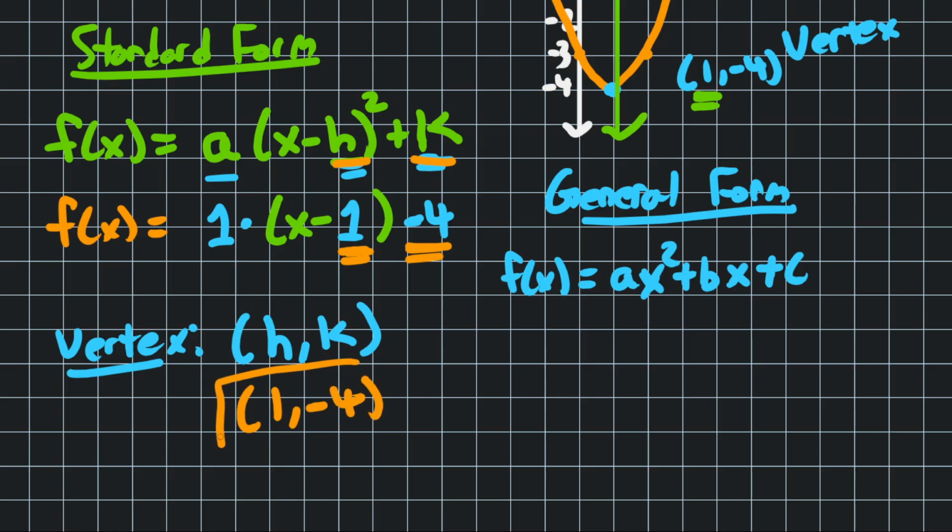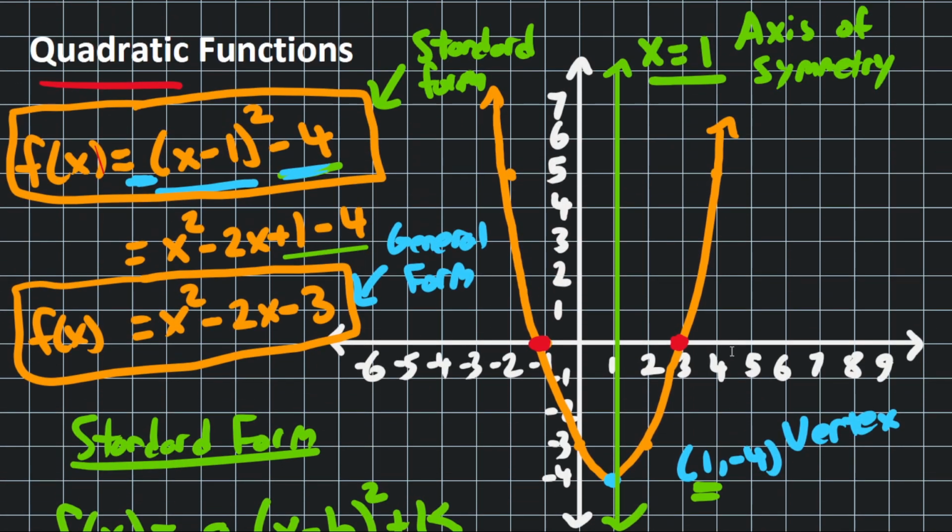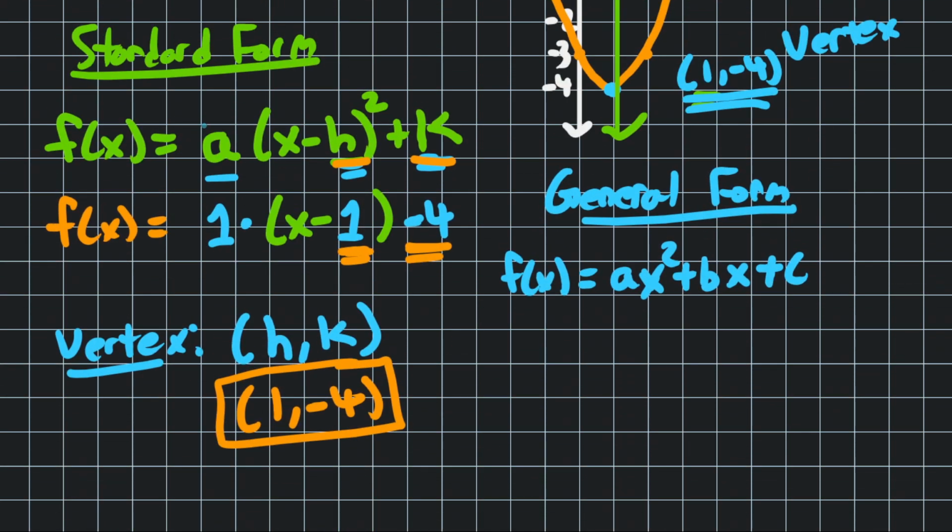So this is our vertex, (1, -4). And that makes sense when you look at the graph. When you take a look back at our graph, our vertex was indeed (1, -4). So that's why the standard form of a quadratic function is helpful, because by looking at h and k, you can tell right away where the vertex of this parabola is.